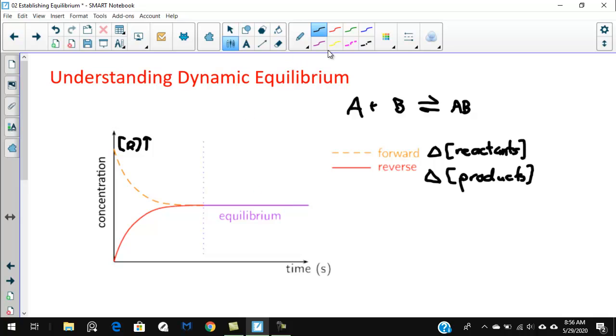That's not always the case. It is the case in this one, and we'll look at some examples in a minute where you don't necessarily have to have equal amounts of products and reactants at equilibrium. What you do have to have, and what we do know then, is that the rate of the forward reaction and the rate of the reverse reaction at equilibrium are equal. It doesn't necessarily mean that they're equal concentrations, but in this example we've drawn up, they are.